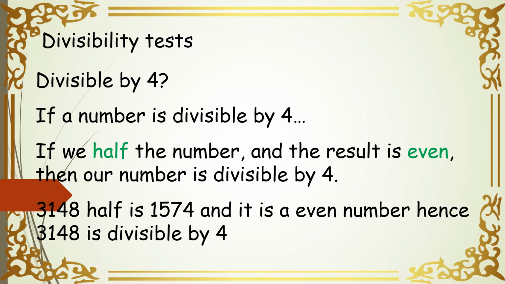Another example that we take is, if we half the number and the result is even, then our number is divisible by 4. There is one more trick to find out whether it is divisible by 4 or not. If you think it is a smaller number, okay, you can make half of it. Then if you are doing half, like if I have this number 3148, this is the number that I have. If you have to make half of it, you will get 1574.